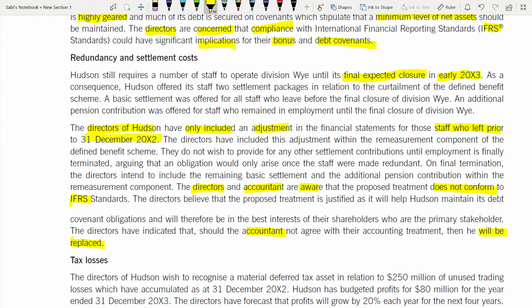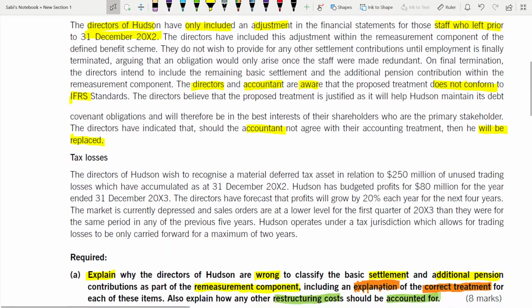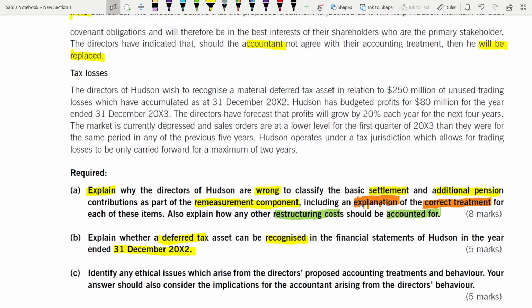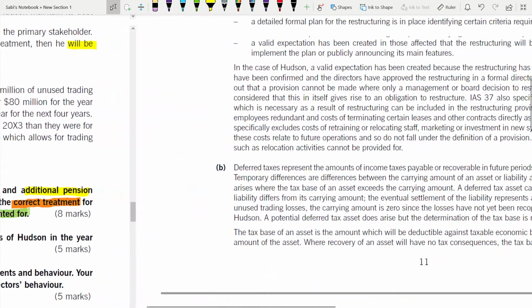Now coming to the tax losses. Before coming to the tax losses, since tax losses come under part B, I'm just going to work on part A now. Why is treating the basic settlement and additional pension contribution as part of the remeasurement component wrong? That is the first thing. Then I'm going to explain the correct treatment for both the basic settlement and additional pension. Then I'm going to explain how restructuring cost should be accounted for, for 8 marks. So let us go to the answer.